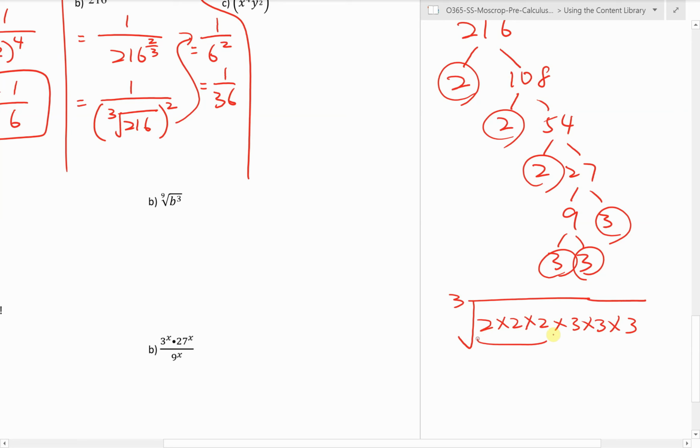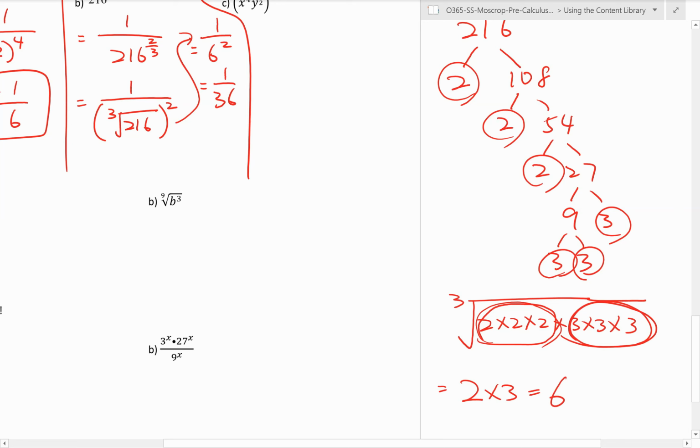You're going to circle the groups of 3, a group of 3 same numbers. So this is 3 2's and this is 3 3's. And if you do that, you can actually take 1 2 out. You take 1 3 out. And since there's nothing left, there's no more radical, so it's just 6.